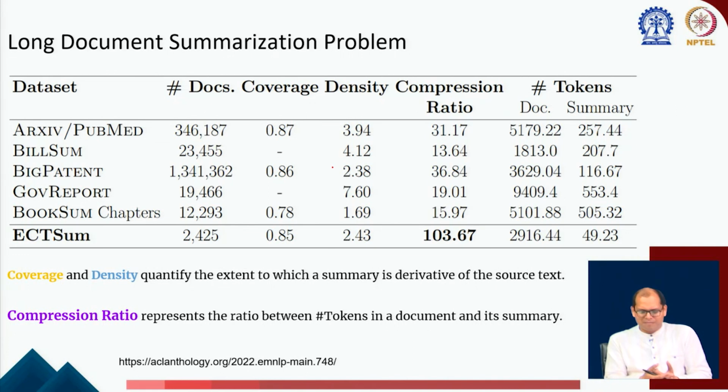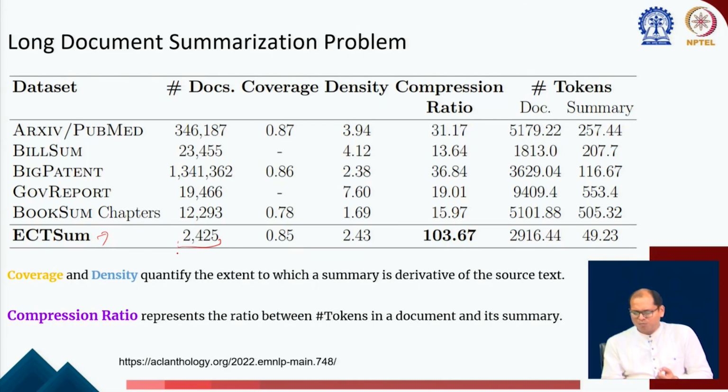So, you can try to compare certain quantities. For example, first of all, what is the size of the data set? This particular data set, ECD Sum, was 2425 documents, with their corresponding summaries from Reuters.